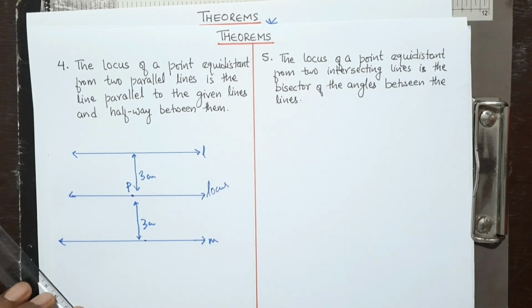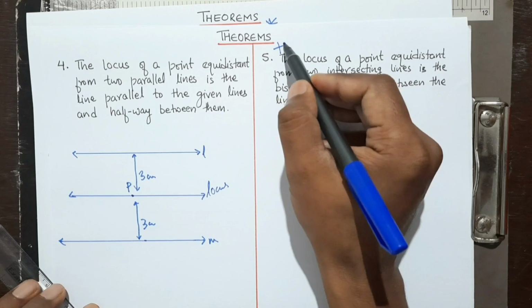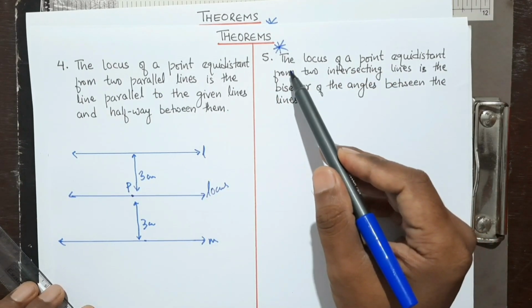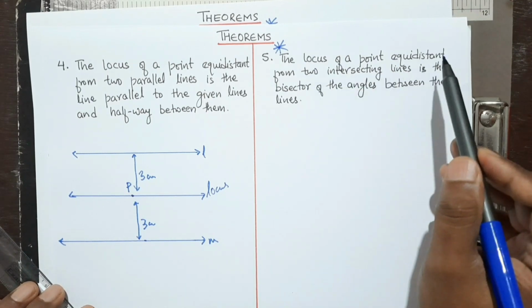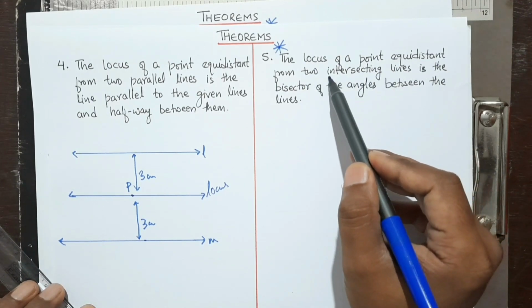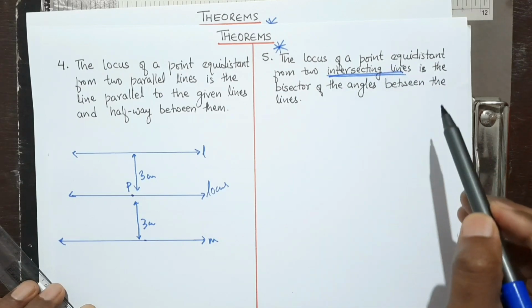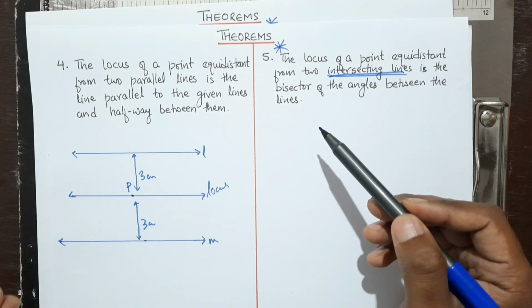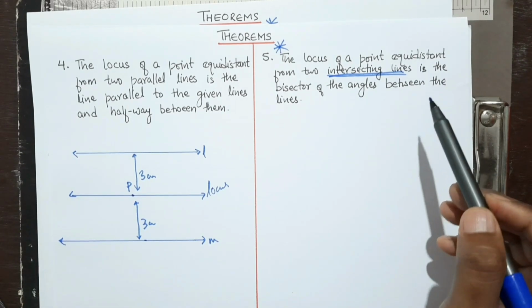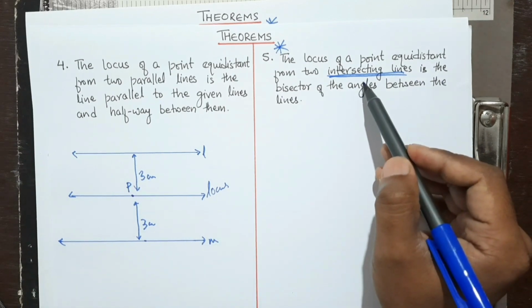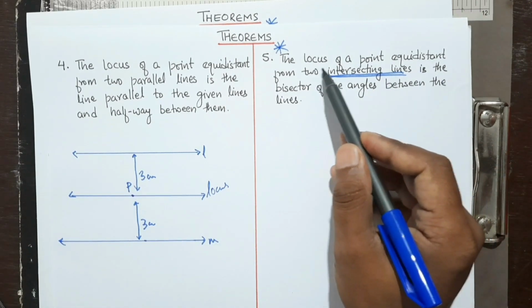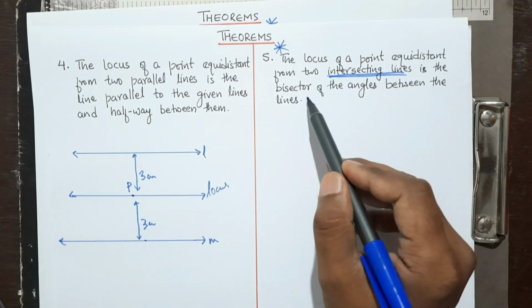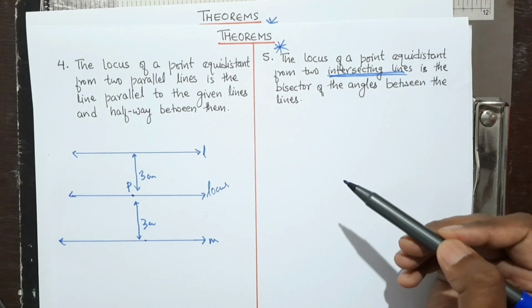And the last theorem, theorem number 5, is also a very important theorem. Here we talked about parallel lines, and in theorem number 5, the locus of a point equidistant from two intersecting lines. As we know, in a plane, if we draw a pair of lines, those lines may be parallel or intersecting. Parallel we have done. Now these are intersecting lines. The locus of a point equidistant from two intersecting lines is the bisector of the angles between the lines.